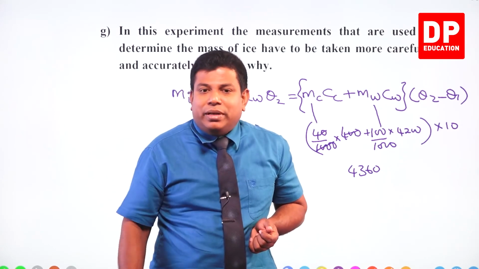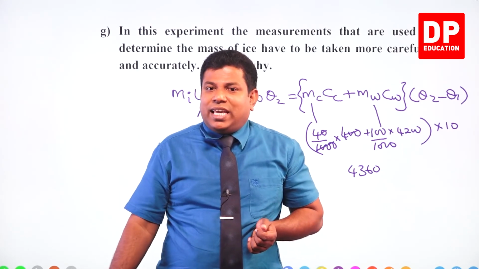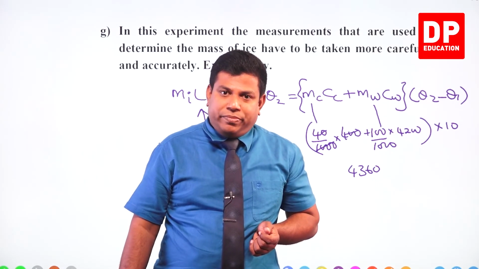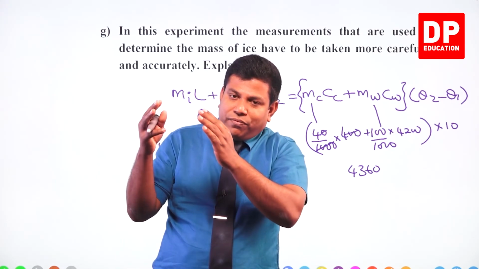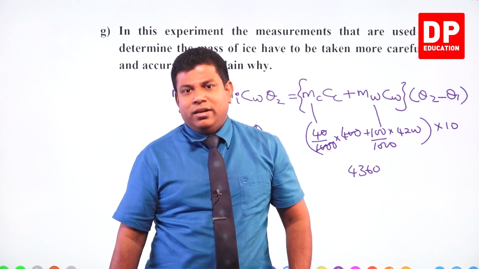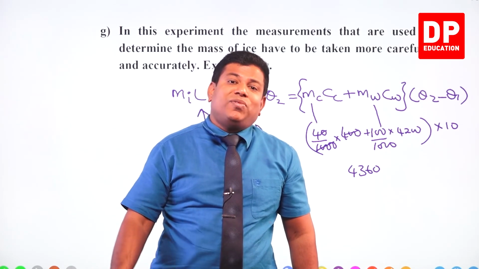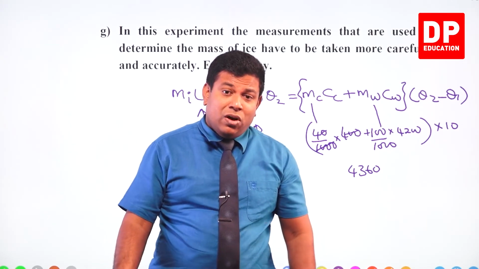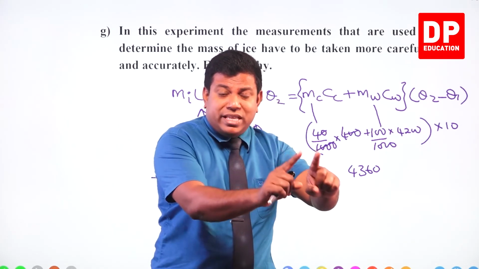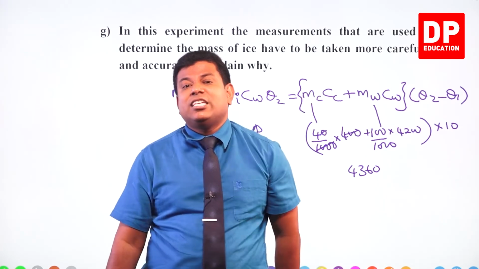I will tell you an example. I am measuring the weight of a 50 kg cement bag. When I am measuring the weight of a 50 kg cement bag, if I make a mistake of 1 gram, not a big deal. Out of 50 kilograms, which is 50,000 grams, I make a mistake of 1 gram, it's a very negligible, very small percentage error.